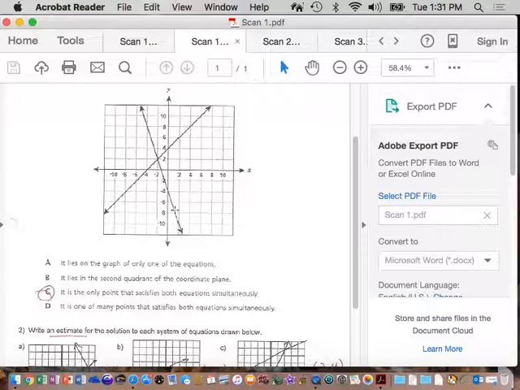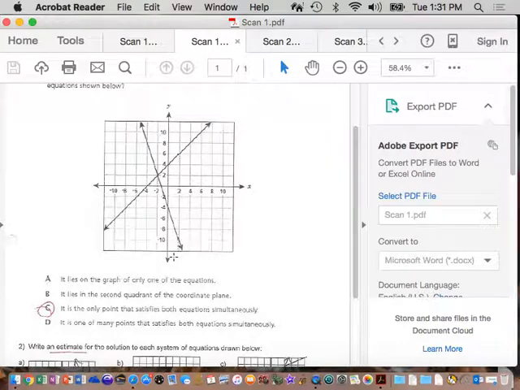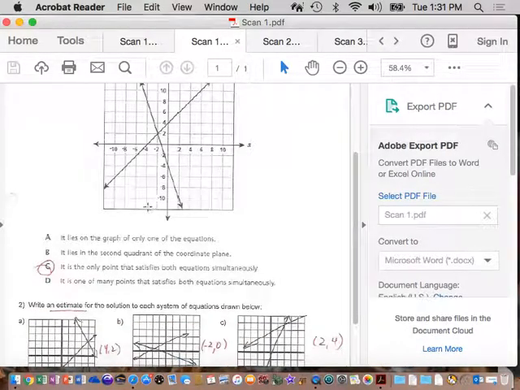All right, so it wants to know what you could tell about the solutions here. And what you could say is that the only point that satisfies both equations is where they are graphed simultaneously.